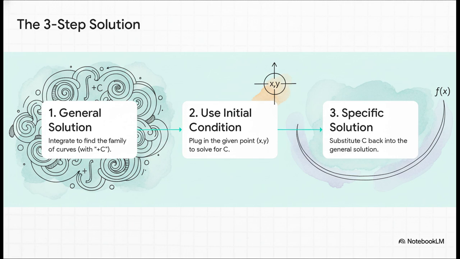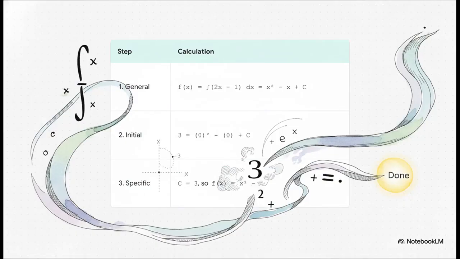Step 1, you integrate like normal to get that general solution with the plus c. Step 2, you take that point you were given and plug it in to figure out exactly what c is. And finally, step 3, you just rewrite the function with your newfound value of c. That's it. And here we see it happen in real time.